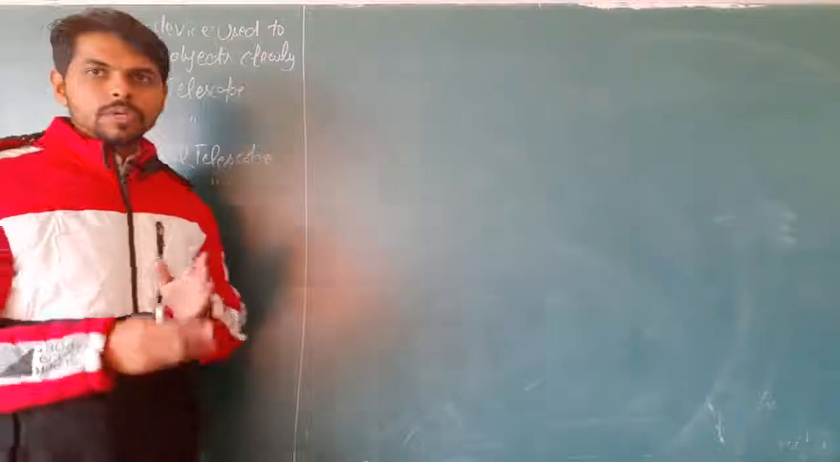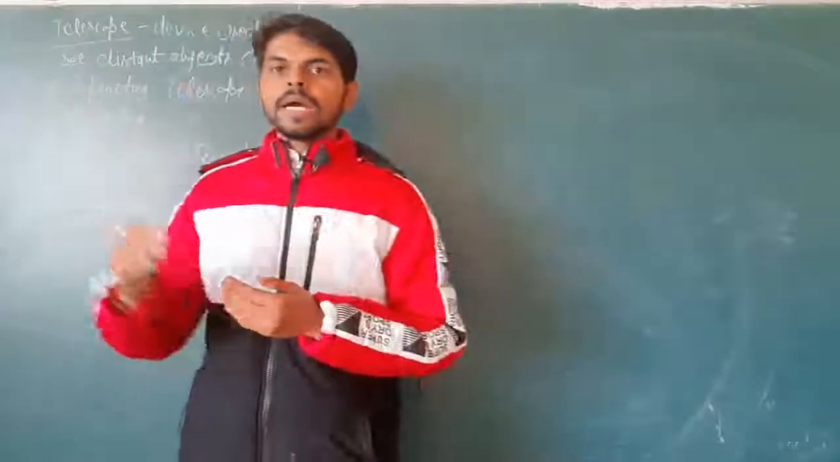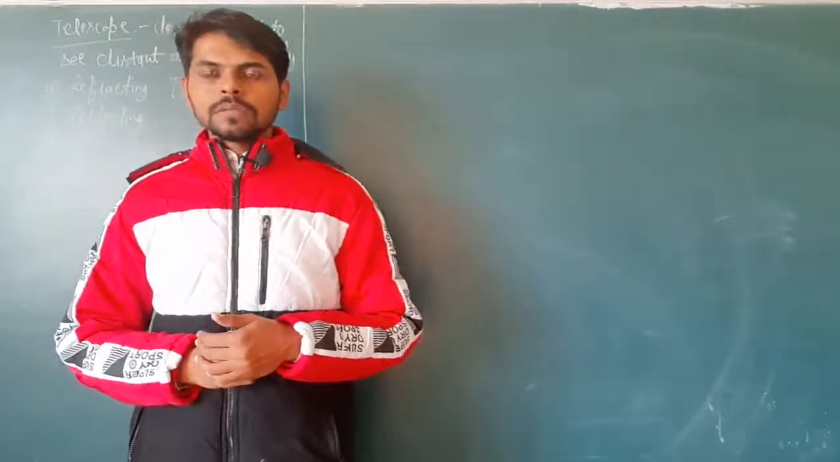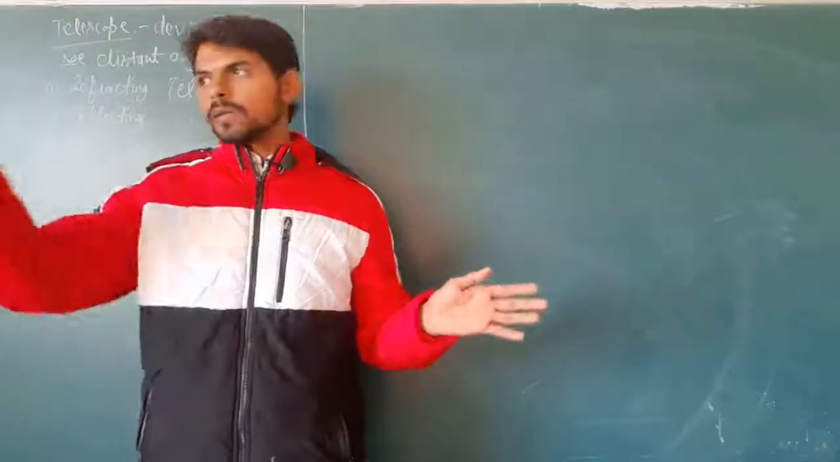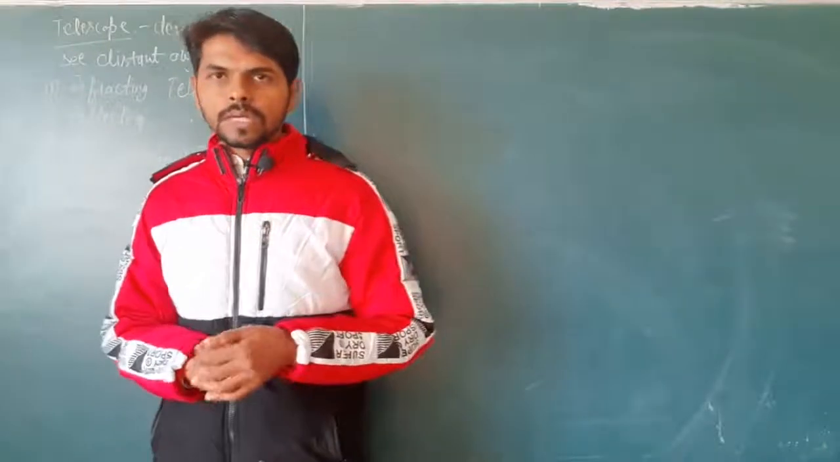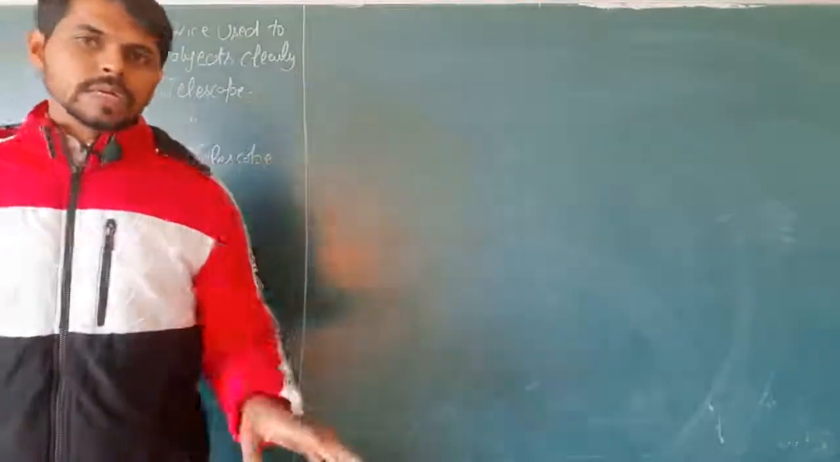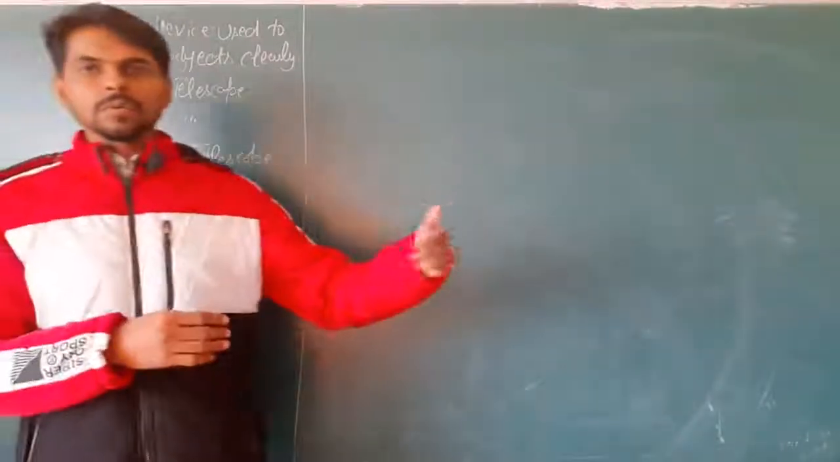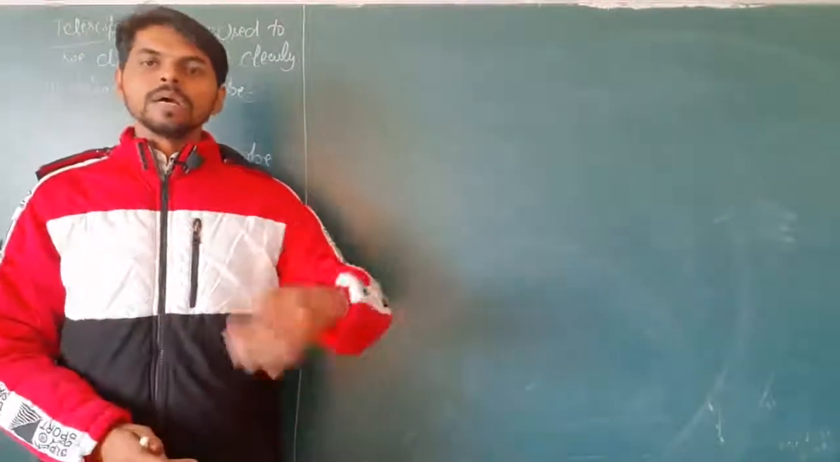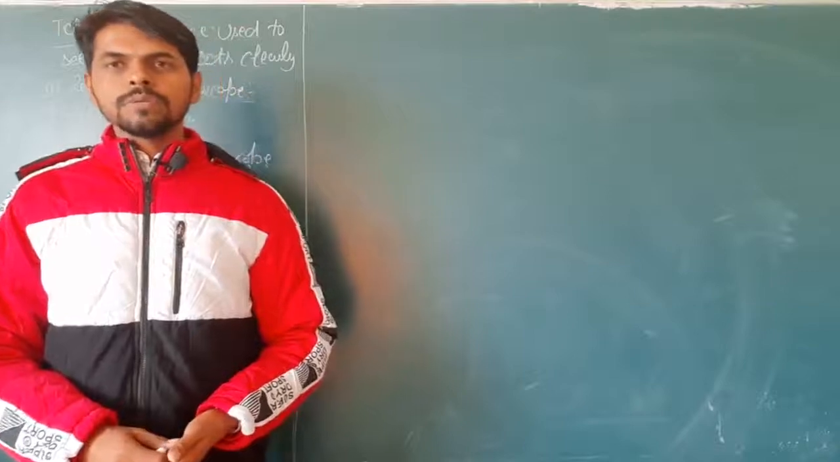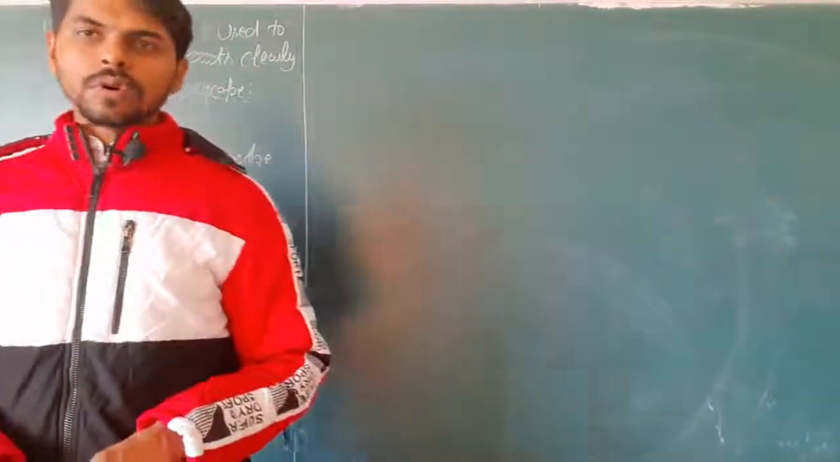And what about the terrestrial? If we want to see something at one part of the earth, you are standing at one part and want to see another object at another part of the earth, you can use a terrestrial telescope. That means to see objects that are on the earth, we use a terrestrial telescope, and to see magnified images of objects outside the earth, we use an astronomical telescope.